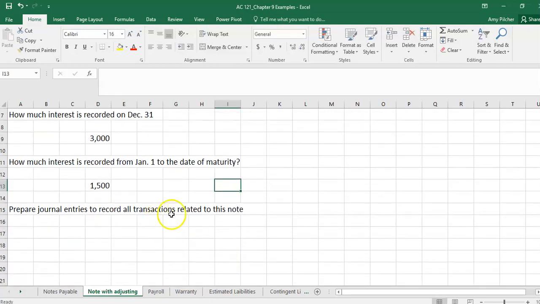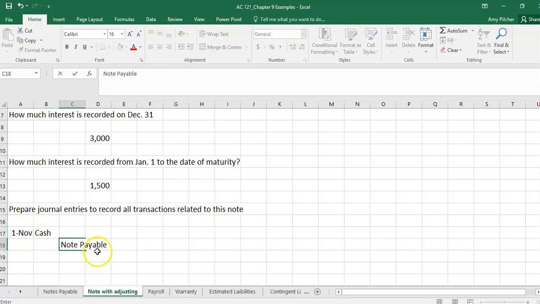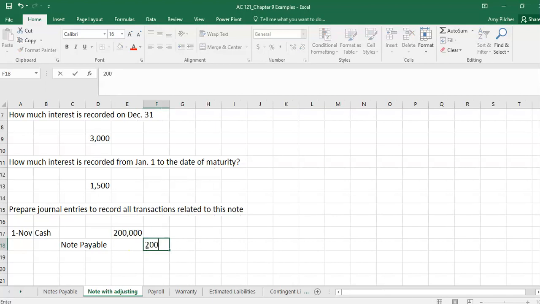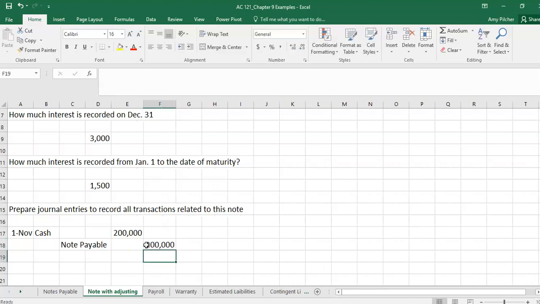We record the journal entries related to this note. We took the note out on November 1st. So we received cash, and now we have a liability that is a note payable. Cash of 200,000, and we have a note payable of 200,000.